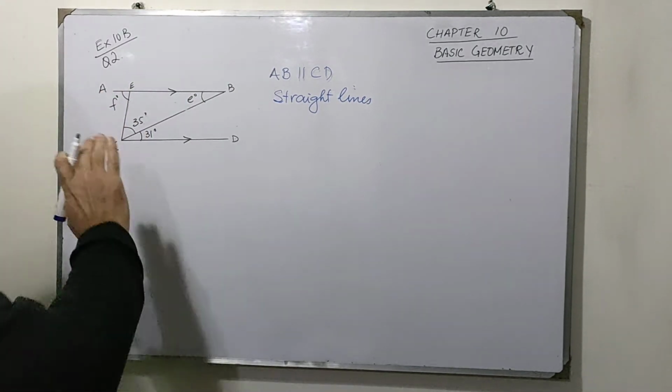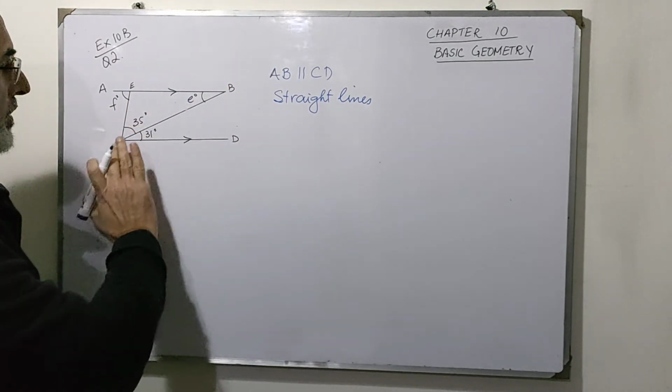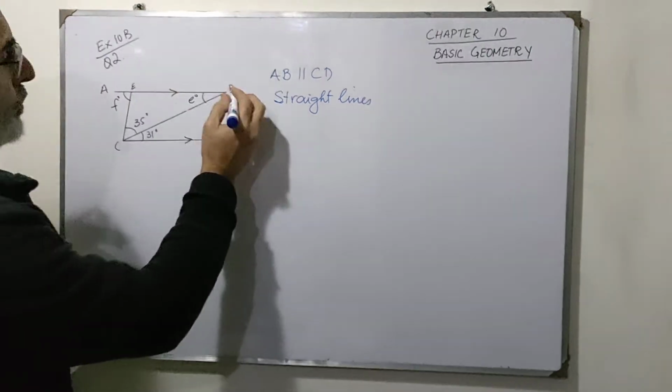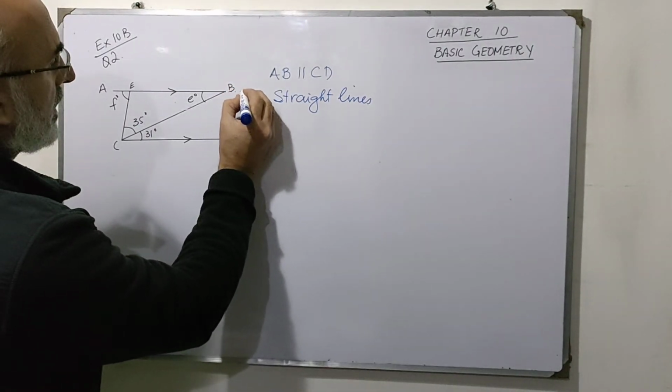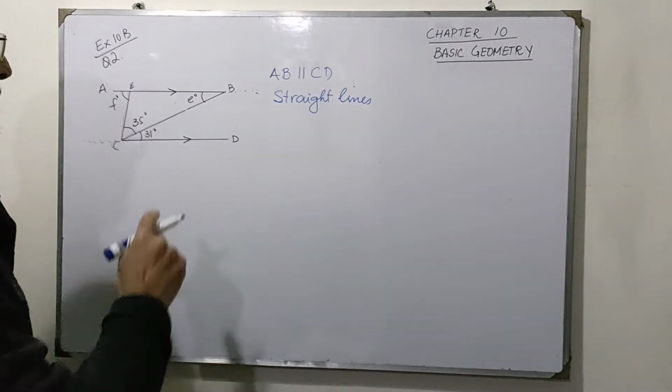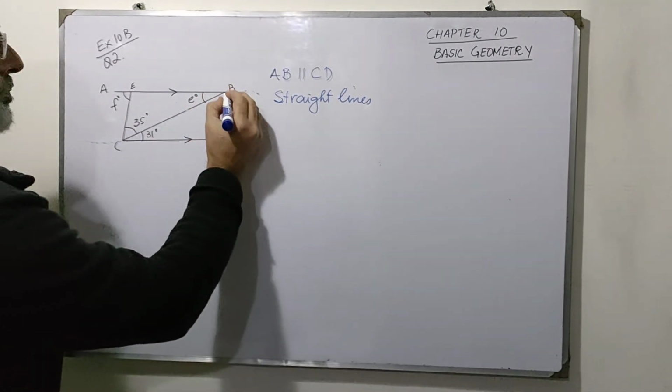Okay, so let's first consider this transversal BC. And here we have two straight lines. I am extending this to make it more clear. Okay, so these are the two straight lines.